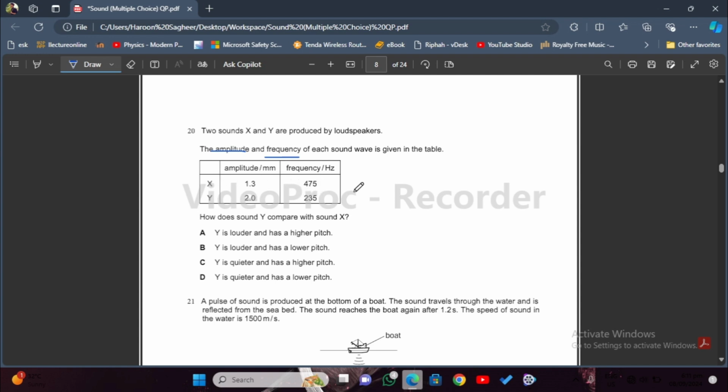You can see the frequency. Frequency is, by the way, the number of vibrations per second. So there are more vibrations of X here rather than Y. So how does Y compare with sound X? Y is louder and has a higher pitch? Well, that is wrong. Y is louder, of course, but it has a lower pitch than X. Y is louder, has a lower pitch. Yes, option B is correct.